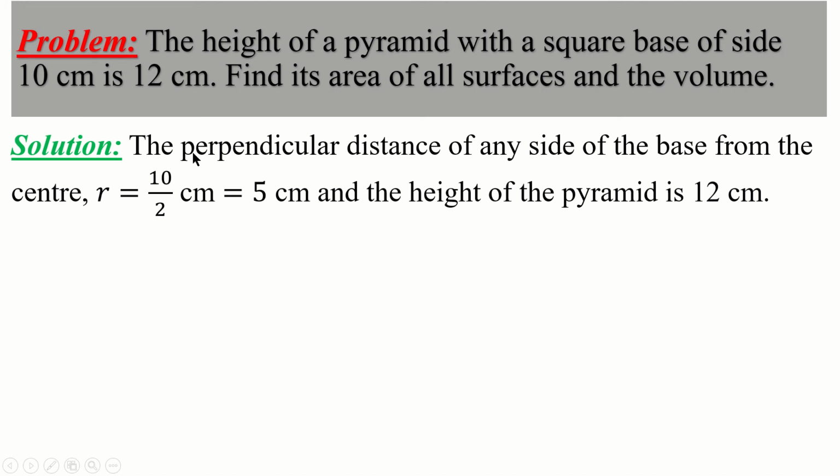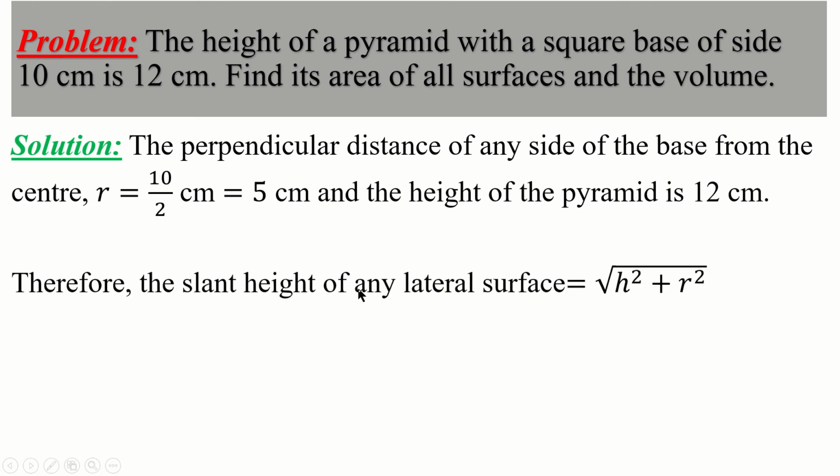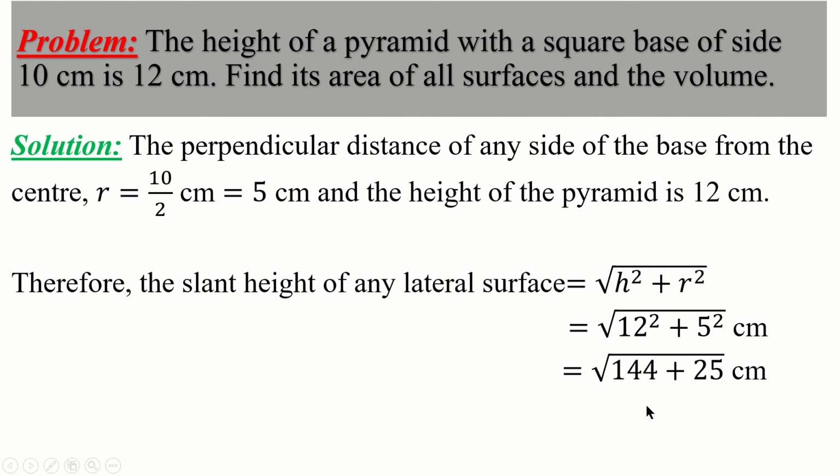This is the given condition. At first, we have to find the perpendicular distance of any side of the base from the center. R is equal to 10 divided by 2, equal to 5 cm. That means we have to find the radius of the inscribed circle of the base, and as the base is a square, the radius will be half of the side of the square. And the height of the pyramid is 12 cm. Therefore, the slant height of any lateral surface is equal to square root of h square plus r square. Now h is 12, r is 5. We get square root of 144 plus 25, equal to square root of 169 centimeter, equal to 13 centimeter. This is the slant height.